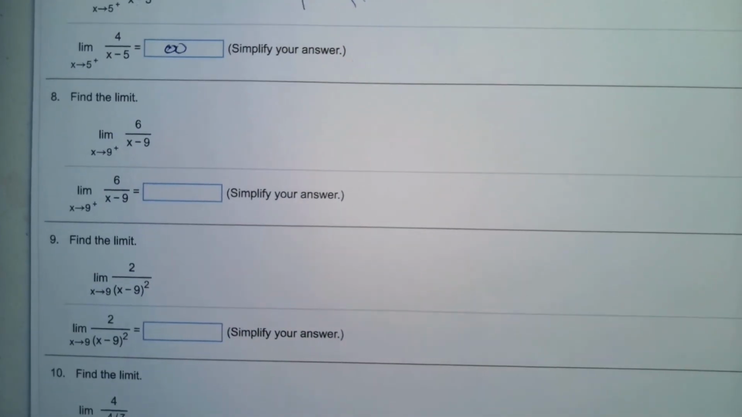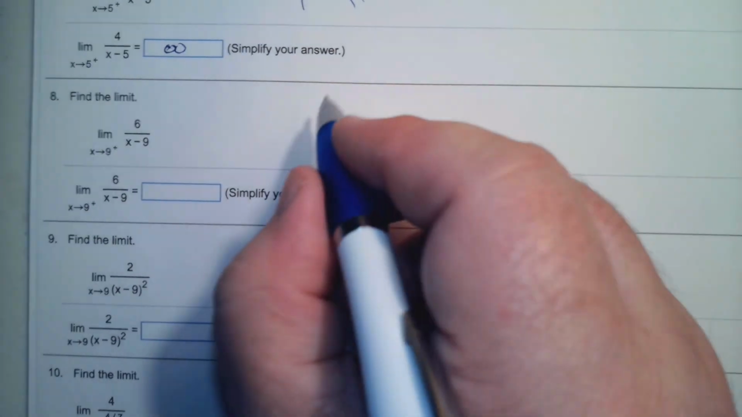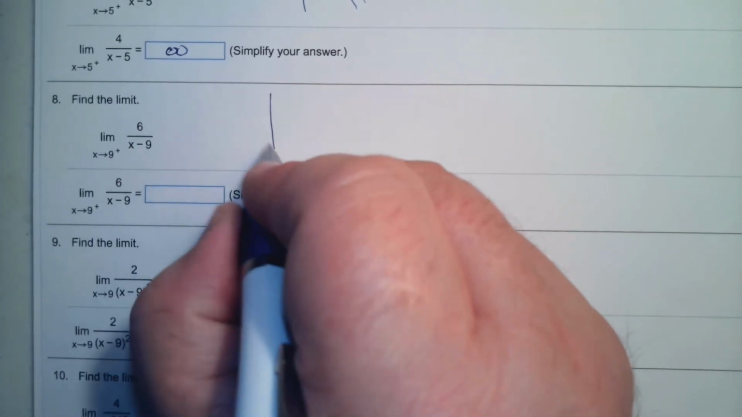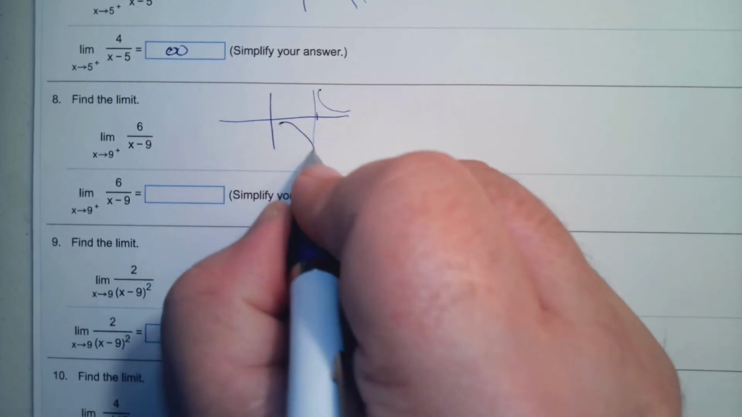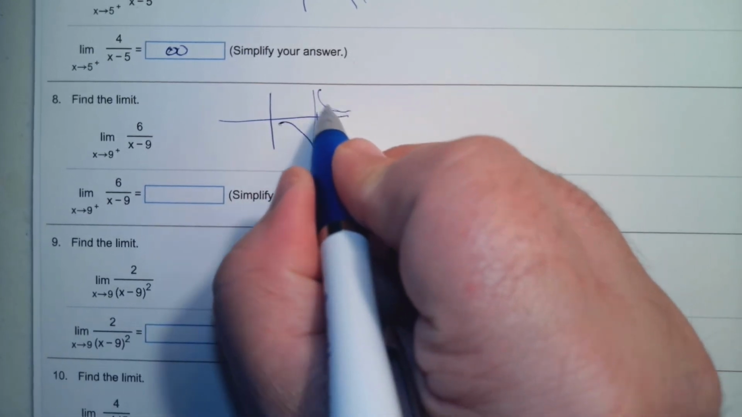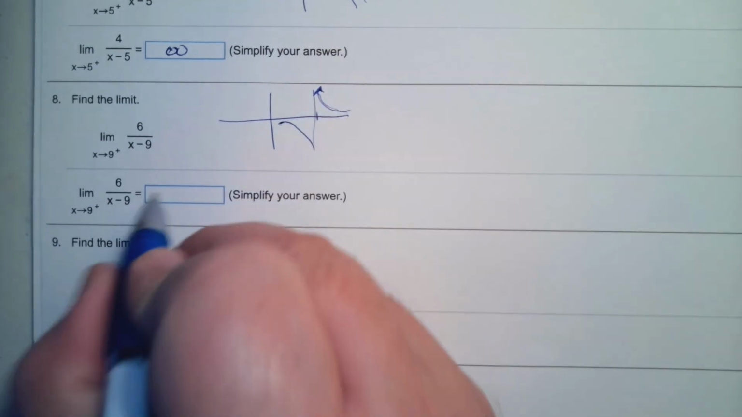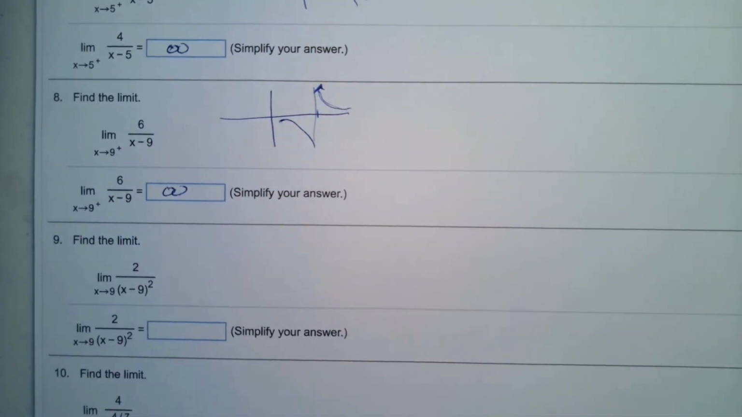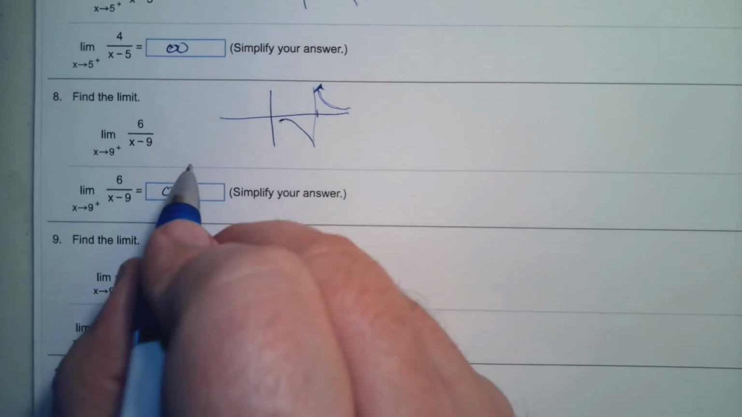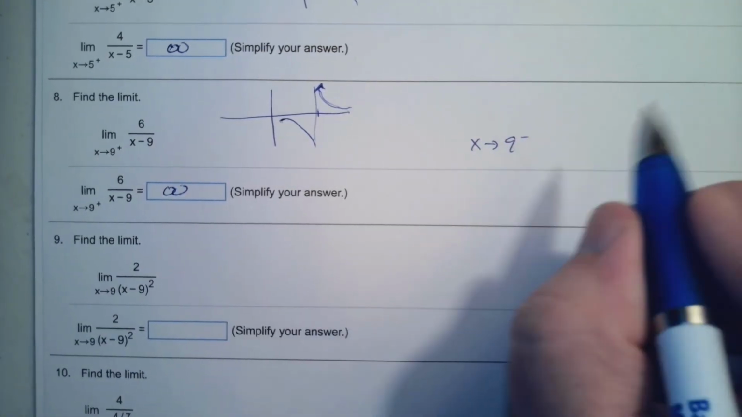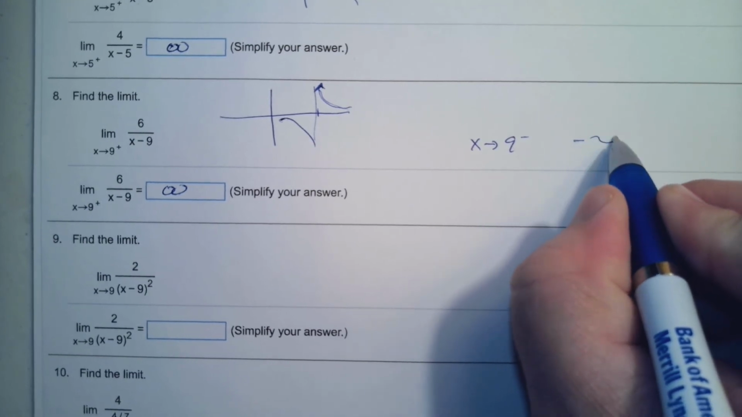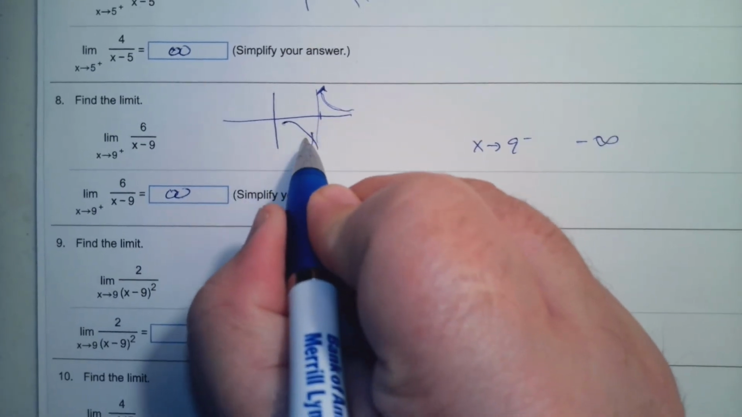Number 8. And here we have again this one. The graph looks like this. If we're going there from the right, it's going to positive infinity. If it was from the left, it would be negative infinity because it's going down.